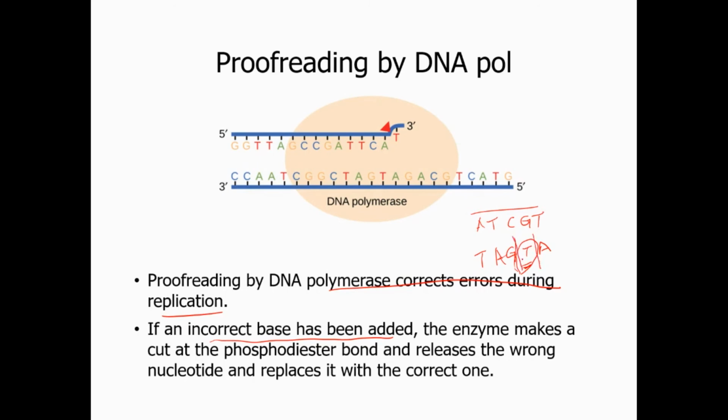So it's going to break the phosphodiester bond. Remember, the backbone of the DNA is linked by the phosphodiester bond, right? So it's going to break this bond and cut the T off, and replace it with the correct nucleotide, which is a G. I'm sorry, that looks like G. So it's going to replace it with a G, and then link the G with the neighboring nucleotides. So this is how proofreading works.